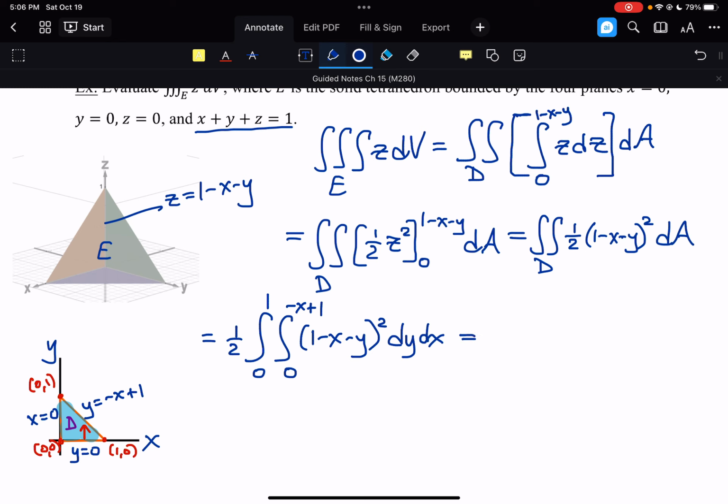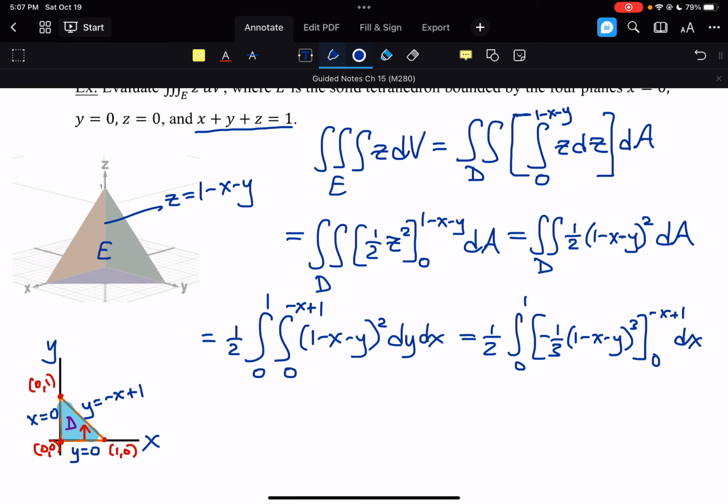If we integrate with respect to y, you can apply some version of the chain rule when you're anti-differentiating this. Basically, you end up getting negative 1/3 times (1 minus x minus y) cubed from 0 to negative x plus 1 dx. So basically undo the power rule, but then because this is a negative y here, you have to balance that out with a negative when you take its antiderivative. Or you could set up something like a u sub and get the same result.